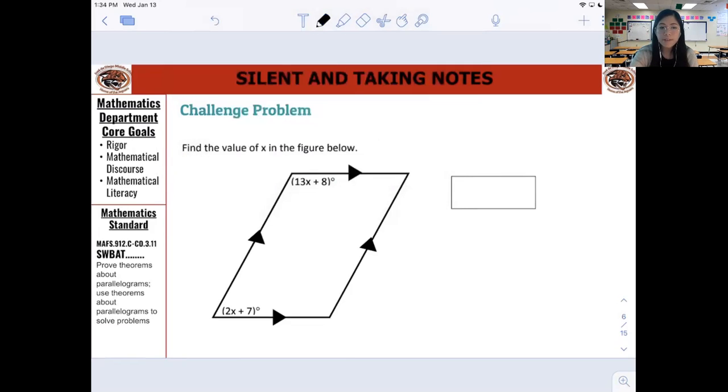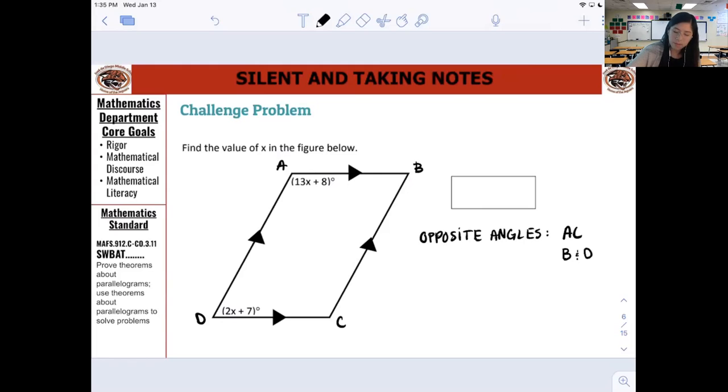So I know opposite angles are congruent. So let me label these. Miss Lopez, I have a question. When it talks about opposite angles, I always get confused with this. Is it talking about, let's say in this example, A and B or A and D? Neither of those. A and C. A and C, yeah. Oh, A and C versus B and D. Okay. So those are basically your opposites. I understand now.